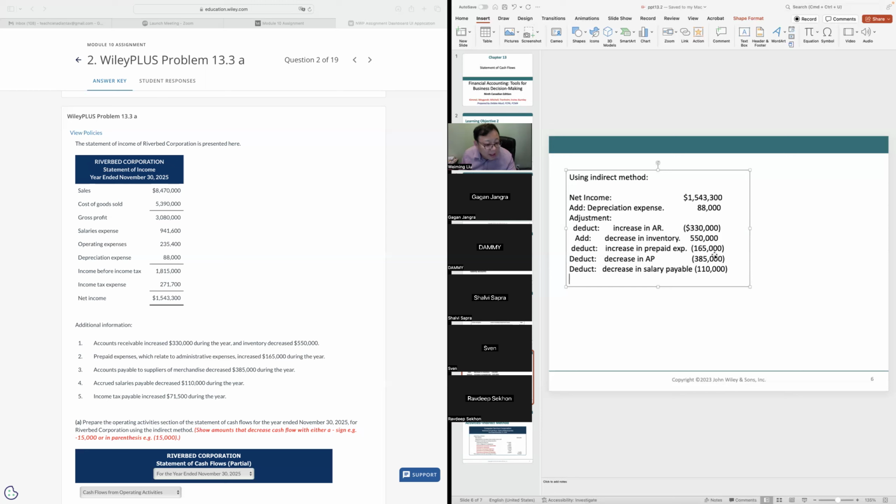The last one, income tax payable increase. So increase means that you owe people more money without paying them cash. So you save the cash on your side. So you add income tax payable. So this one is 71,500.